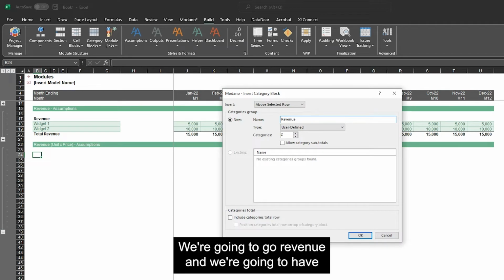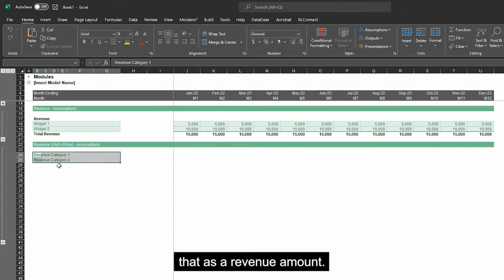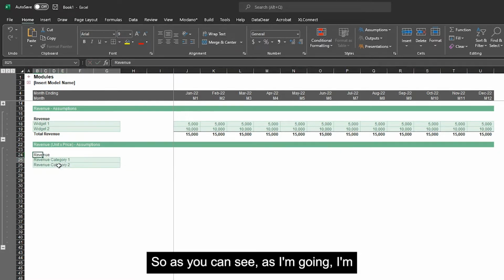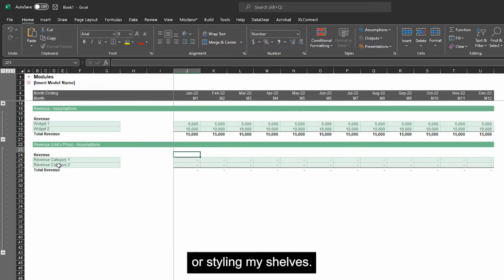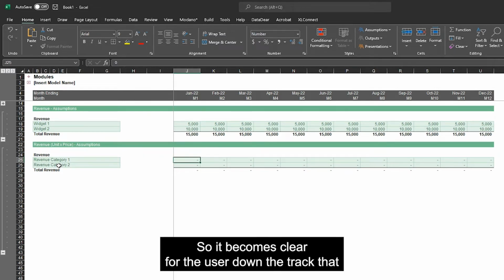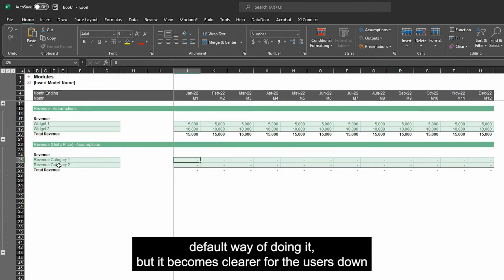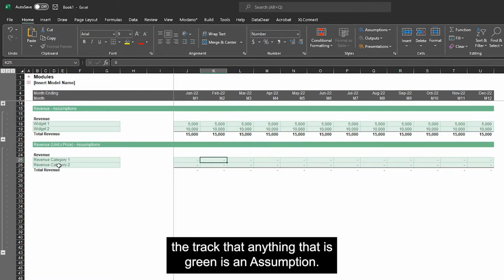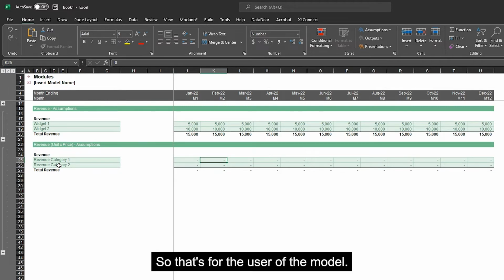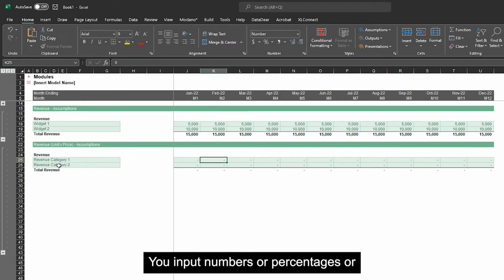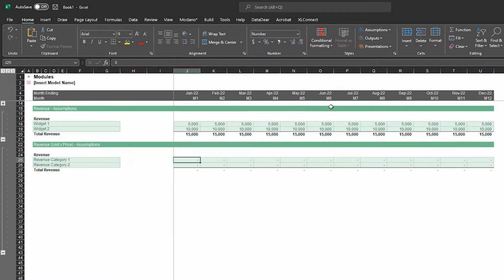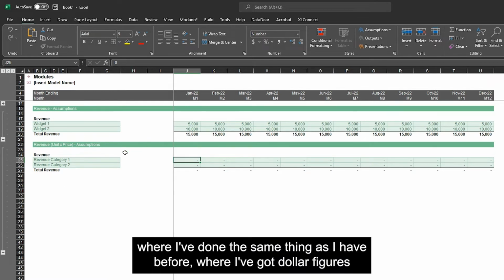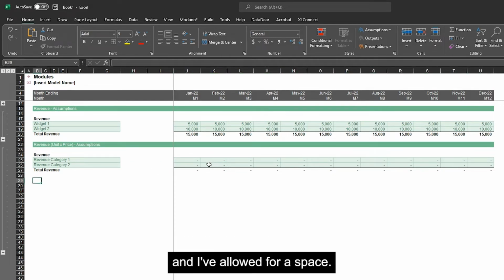So we're going to do that. We're going to go revenue, and we're going to have that as a revenue amount. As you can see, as I'm going, I'm styling my cells so it becomes clear for the user down the track that anything that is green is an assumption. That's for the user of the model: the input numbers or percentages, or whatever it is that needs to go into the input cell. I have a starting point here where I've done the same thing as before, with dollar figures, and I've allowed for a space.